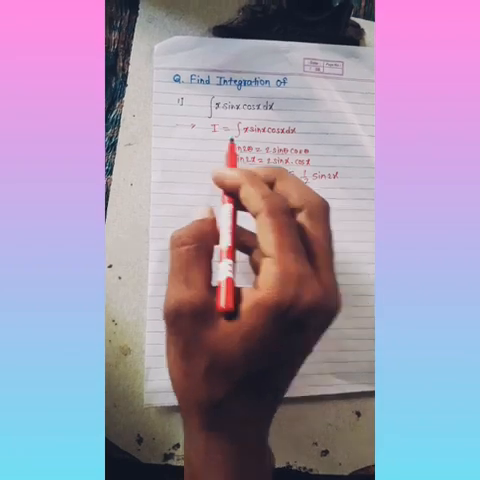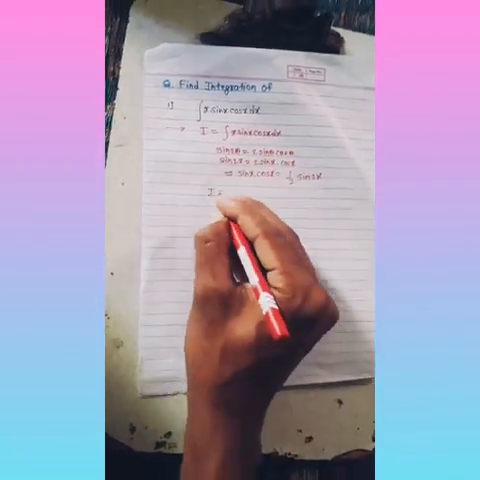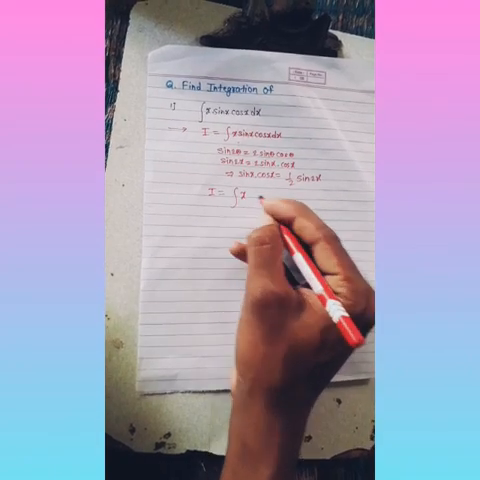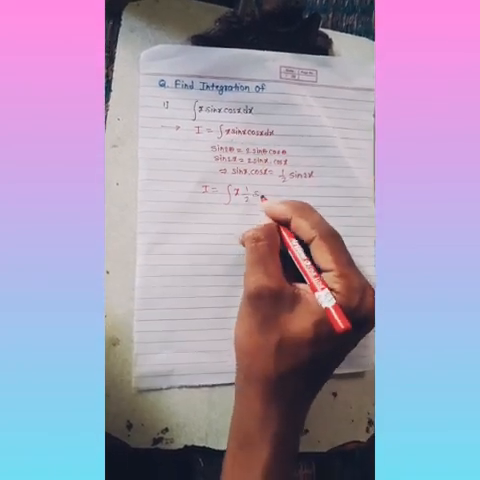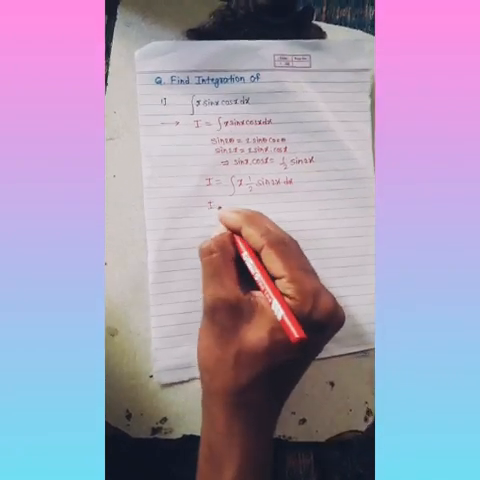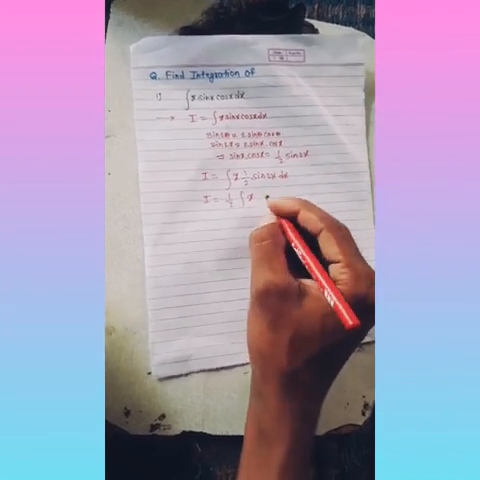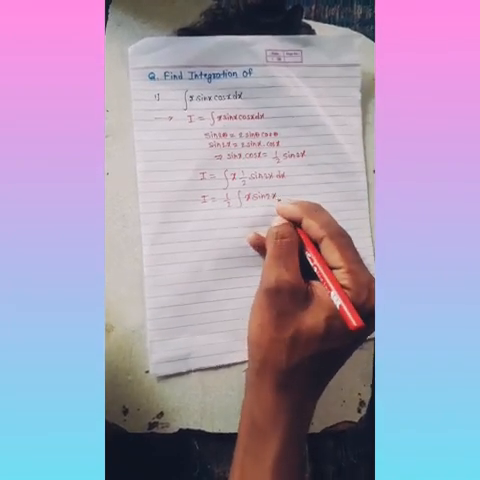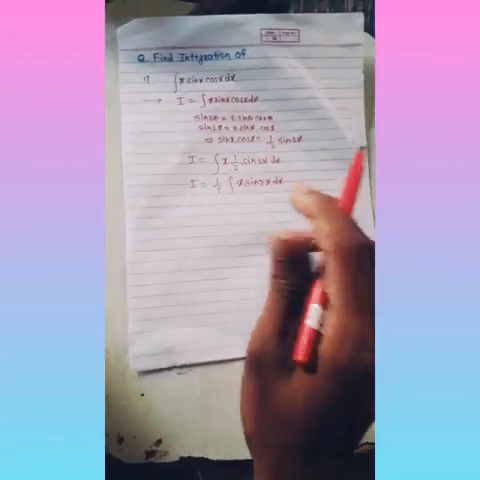Now we are putting this value in our original integral. So I equals the integration of x, and instead of sin x into cos x we will replace it by 1 by 2 into sin 2x dx. Now 1 by 2 is a constant, so we will take 1 by 2 out of the integral. In the integration we have x into sin 2x dx. Now it becomes very easy to solve.